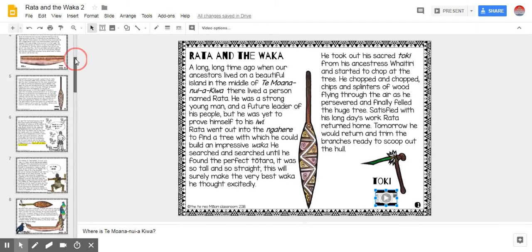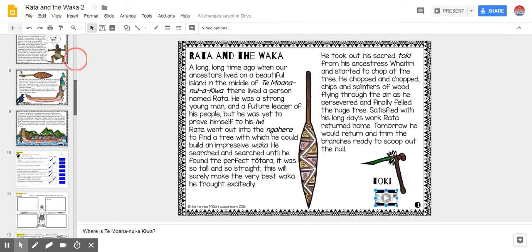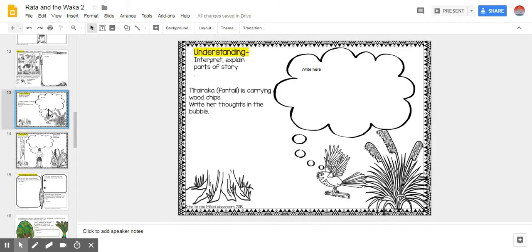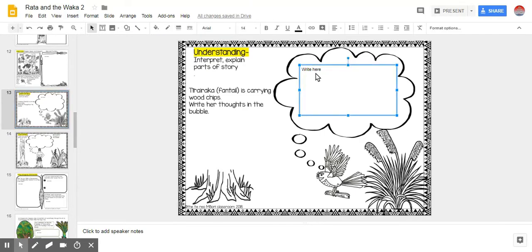And some of the many activities include writing activities. So this one is under the skill of understanding. Te Rairaka is carrying wood chips. Write her thoughts in the bubble. So the ākonga just write their thoughts here, and this can also be printed out.